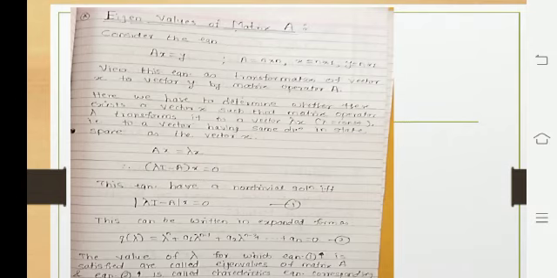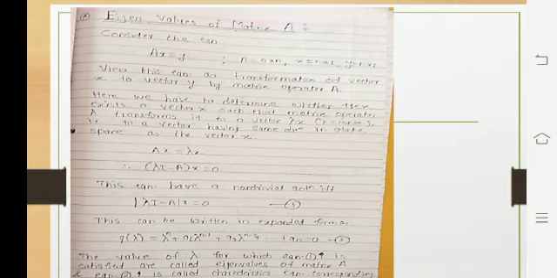Hello dear students, in this video we see the eigenvalues of matrix A. Eigenvalue is used to determine the similarity between different signals, or similarity between two signals. So let us see what exactly the eigenvalue of matrix A is.